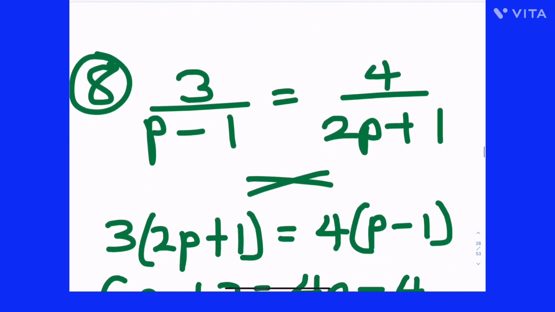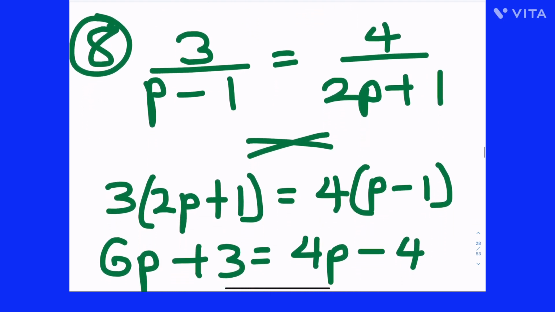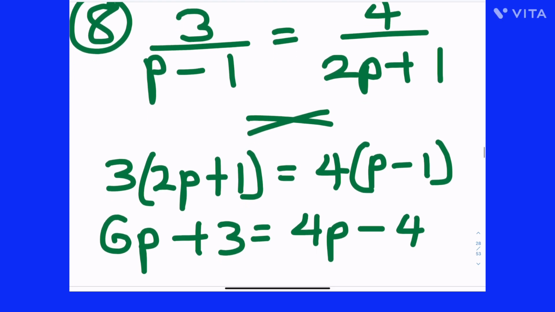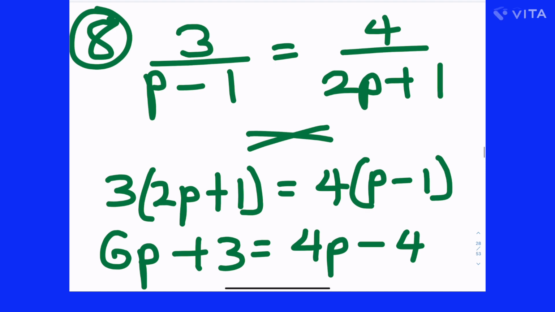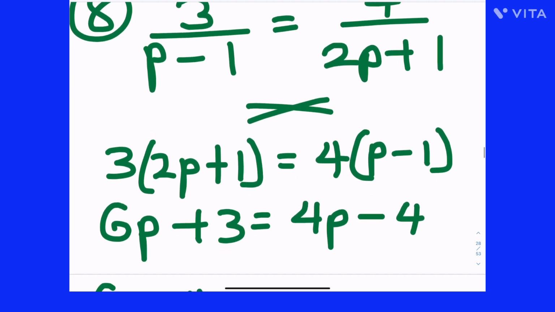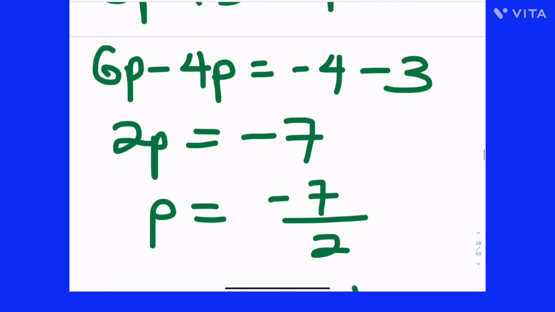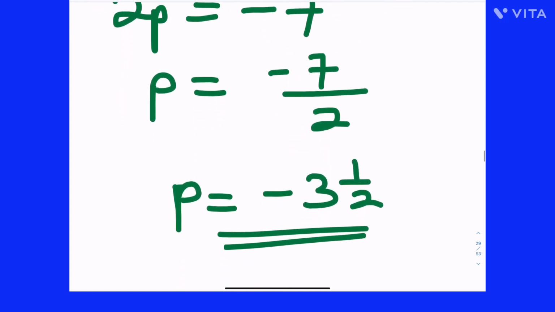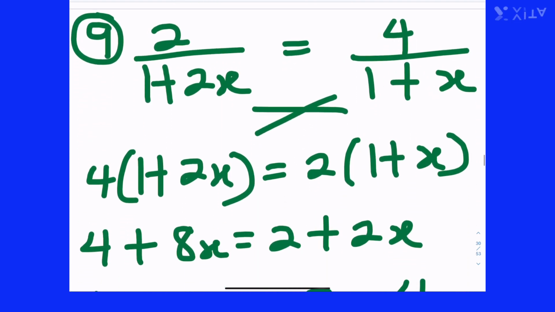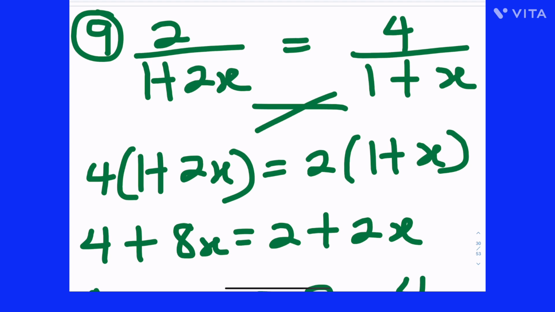I'm just going to continue scrolling because by now I know you are very familiar with it, so I don't need to say much anymore. Here, cross multiply and simplify. Cross multiply, remove brackets, collect like terms and simplify. Number 9 is the same as number 8.